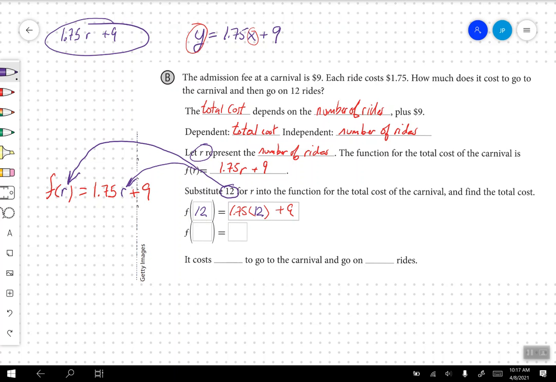So here we go. We plugged in 12. Okay, 1.75 times 12 plus 9 equals a total of 30. So basically what we're saying is it's going to cost us $30 to go to the carnival and go on a total of 12 rides.